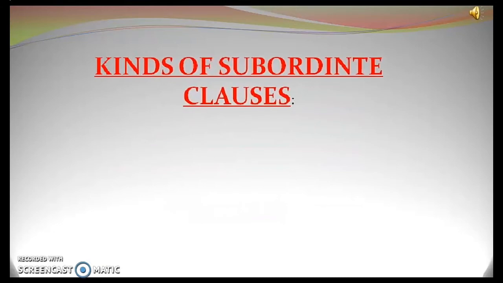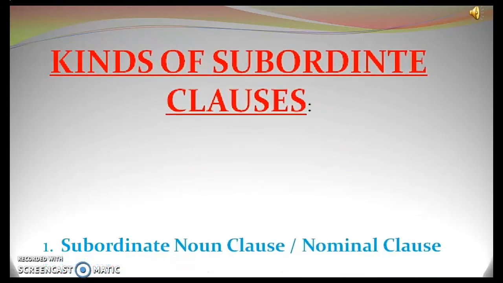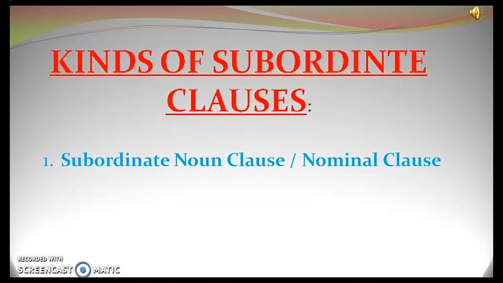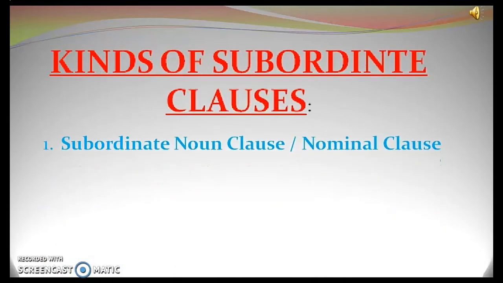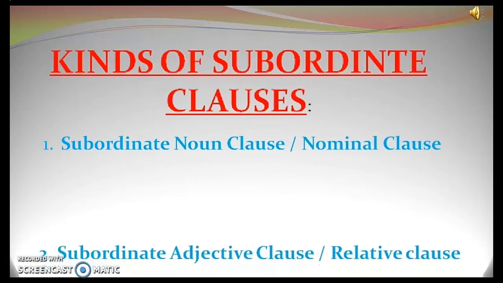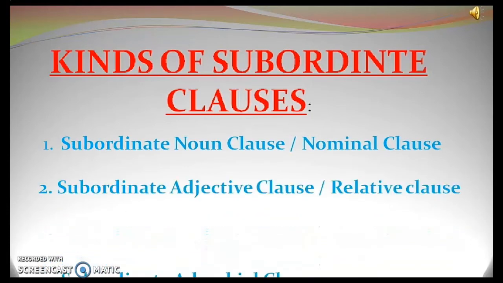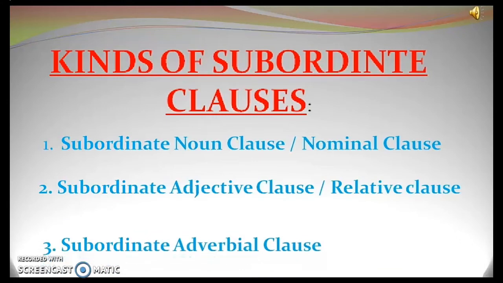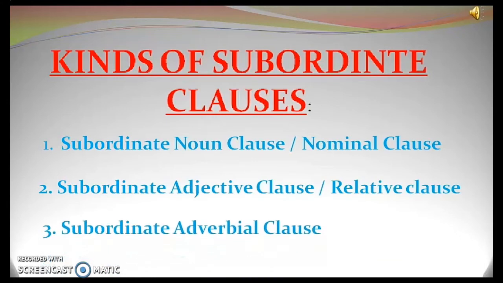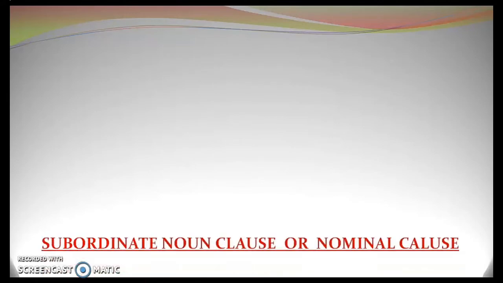Kinds of subordinate clauses. Subordinate noun clause or nominal clause, subordinate adjective clause or relative clause, and subordinate adverbial clause. So there are three kinds of subordinate clauses.